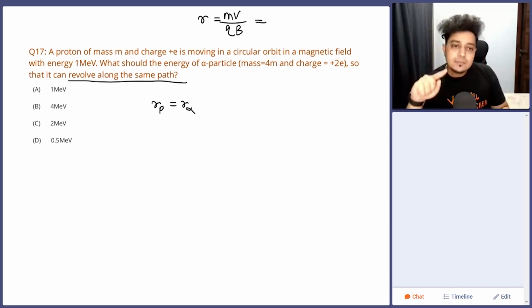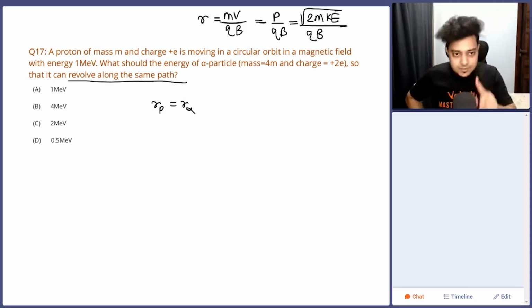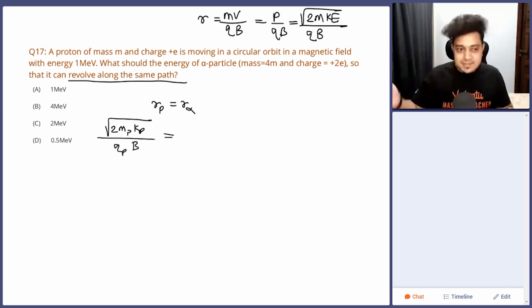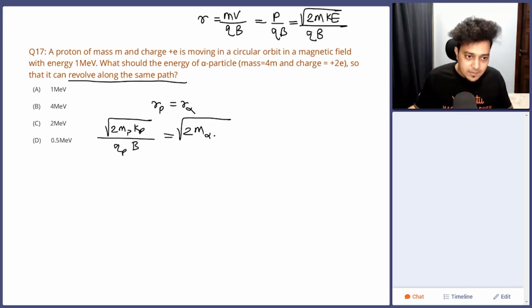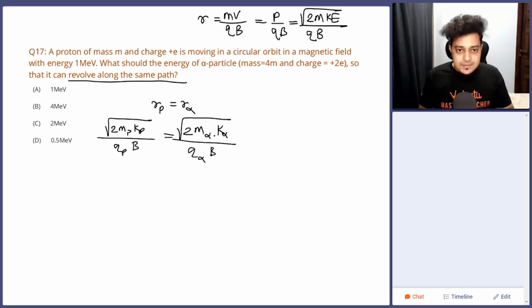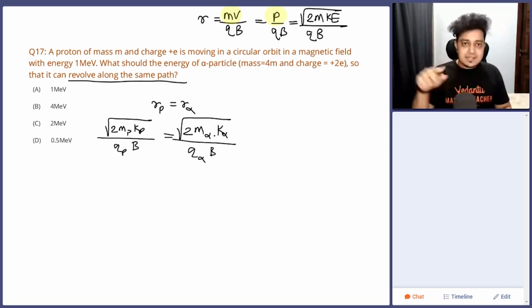So to get energy into the picture, mv is momentum, right? And momentum can be written as under root of 2 m times kinetic energy, upon qB. So this is the formula of radius that we will use here. On the left-hand side, root of 2 times mass of proton times kinetic energy of proton, divided by charge of proton times B. On the other side, root of 2 times mass of alpha particle times kinetic energy of alpha particle, divided by charge of alpha particle times B. Magnetic field is the same. So I'm writing mv as linear momentum p. p is written as under root of 2 m KE. Kinetic energy is p squared by 2m.